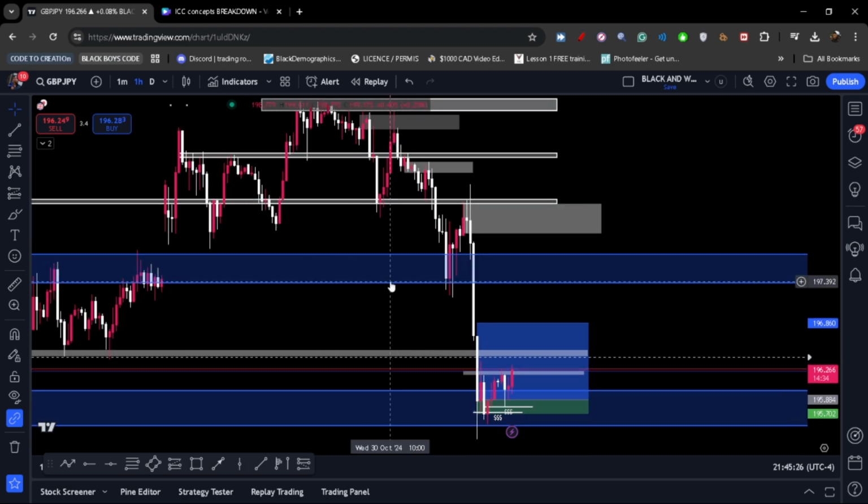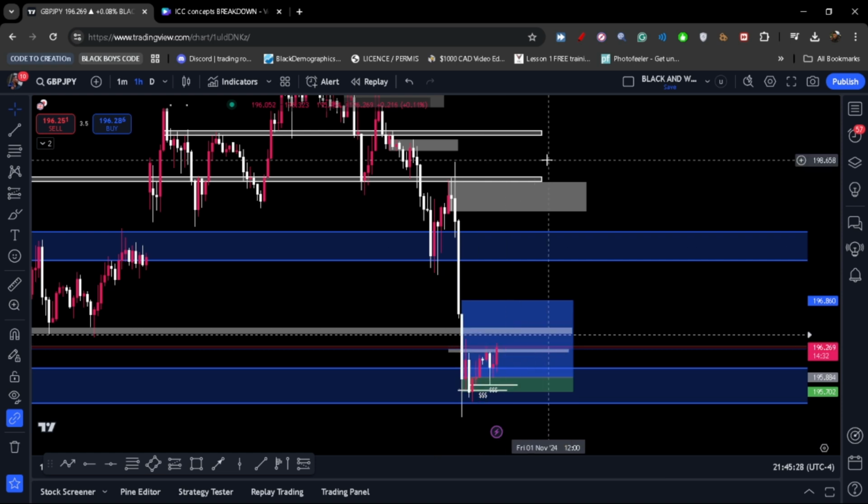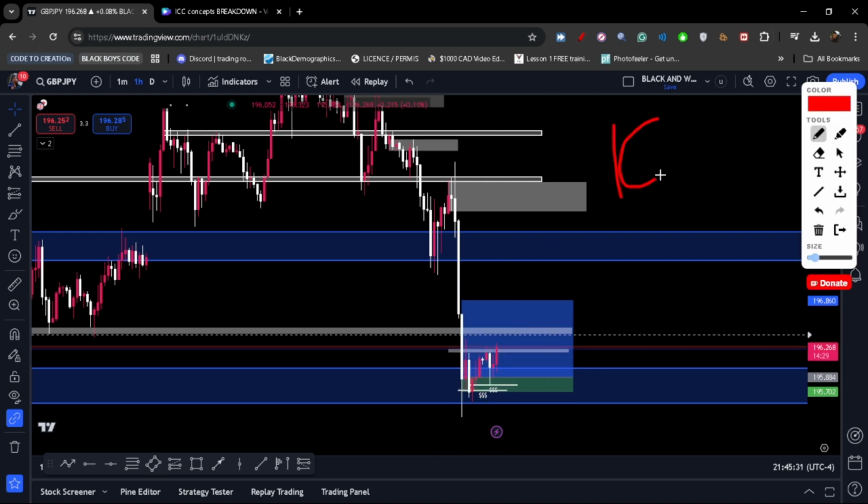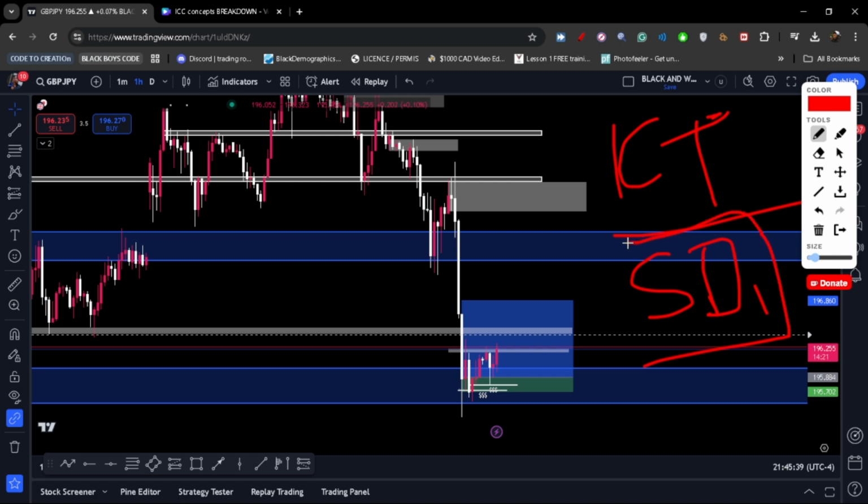And guys, this entry model is literally easier than the ICT concept, and I literally mean this. The ICT concept is about to fade out. There's going to be a new strategy called the SDI model. This is literally a strategy that I found out using my experience over the years.